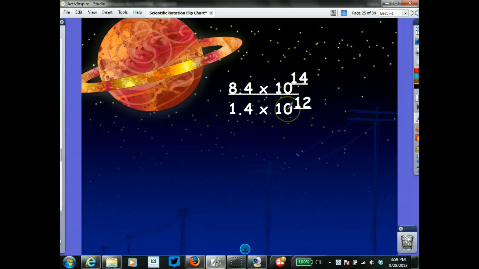Again, same base here. Again, I'm going to divide these numbers. So in this case, I'm going to say 8.4 divided by 1.4, and I should come up with 6. All I did was divide. Okay, from here out, times 10, because that's my base. Then I subtract my exponents. 14 minus 12. So I'm going to come up with 6 times 10 squared.